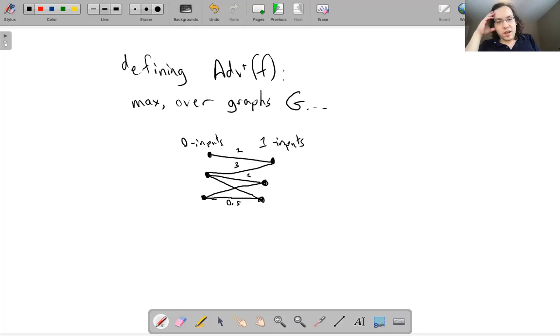The degree then will be the sum of the weights of the incident edges. So the degree here is 2 and the degree here is 6 and so on. And so then you calculate the min degree on the left, and on the right.